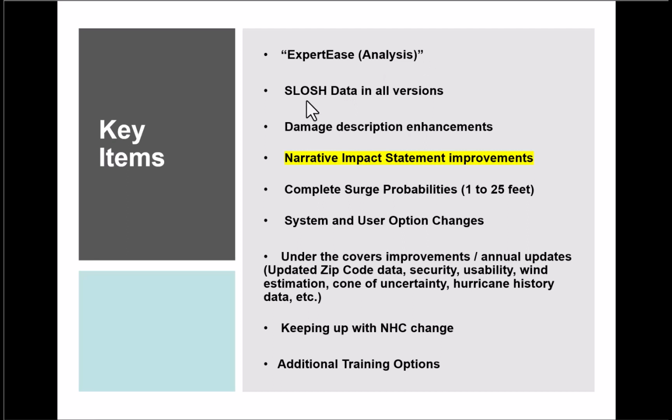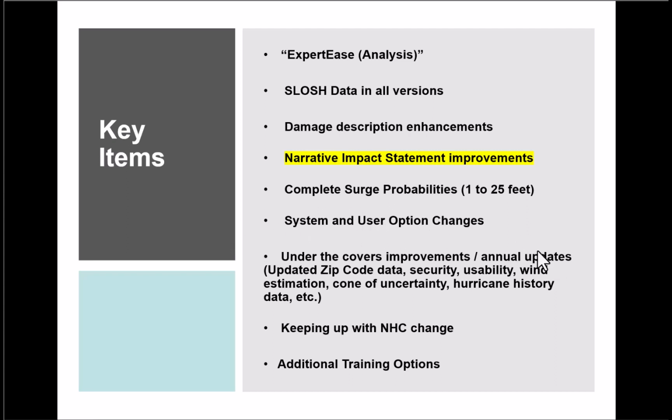the system, the addition of SLOSH data in all versions of the system, EM Pro, RM Pro, Advanced, used differently, the damage description changes we've made, which are quite extensive. Probably most of the changes are centered around the narrative impact statement, and we'll show you a little bit more on that. We now include the surge probabilities in a table form from 1 to 25 feet, as opposed to prior, it was just every 2 feet up to a certain amount. Not all of them were shown.